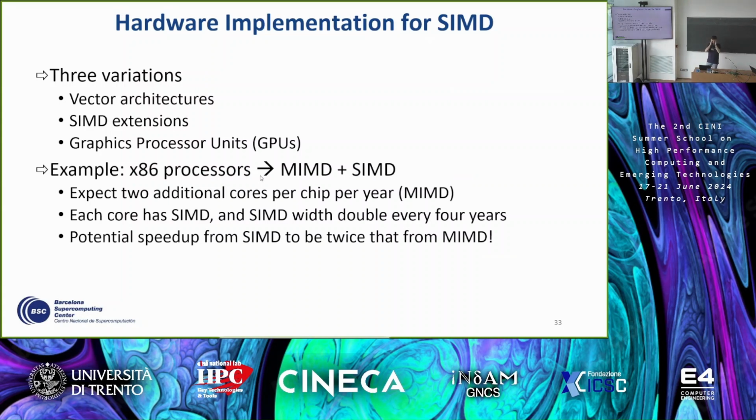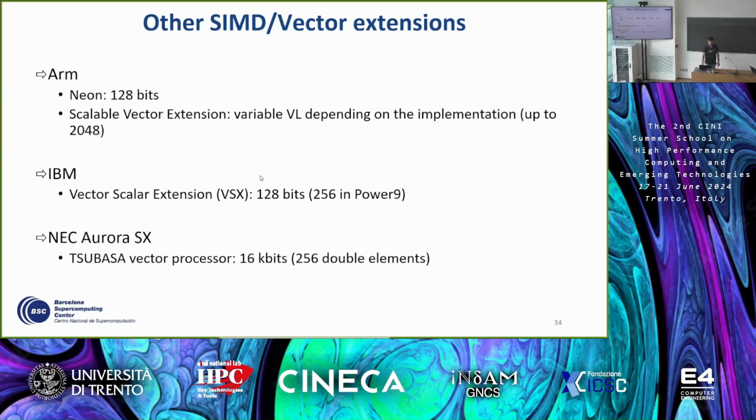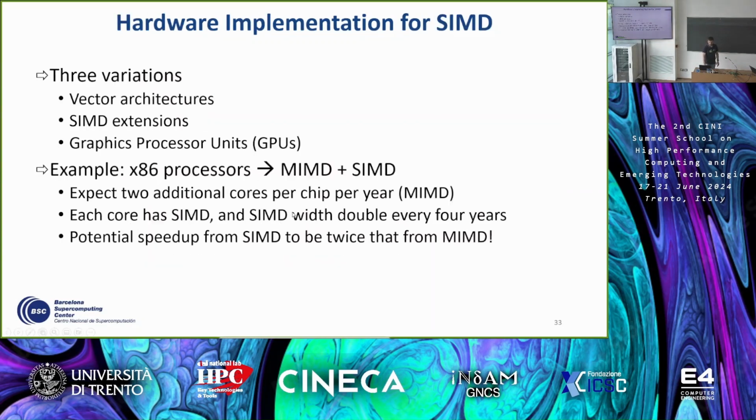So which hardware implementation for SIMD do you know? Well, there are SIMD and vector architectures. We will now try to understand the difference, and the GPUs. The example that I will stick to is the x86 Intel that we have nowadays. Each core has a SIMD unit. These are sentences that were sold by Intel, that the SIMD unit width will double every 2 years. No, every 4 years. This is definitely not true.